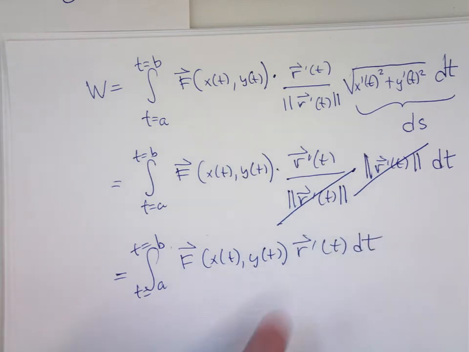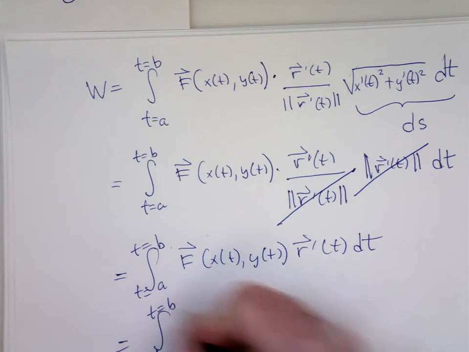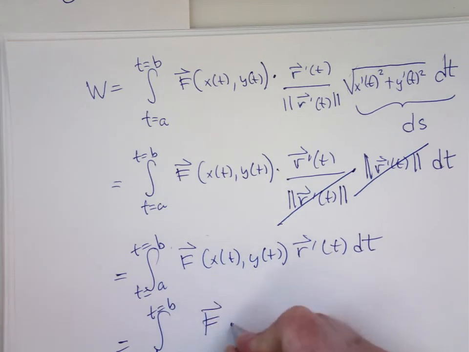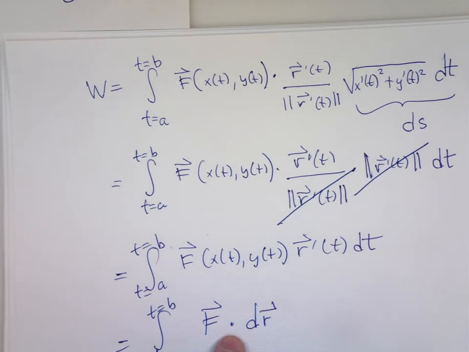This is what we're going to use to find the work done in moving a particle in this variable force field or vector field along some path. It's generally written this way: F dot dr. Okay? This is shorthand for this up here. In physics, this is the way they usually write it.